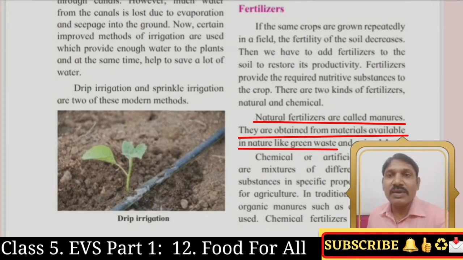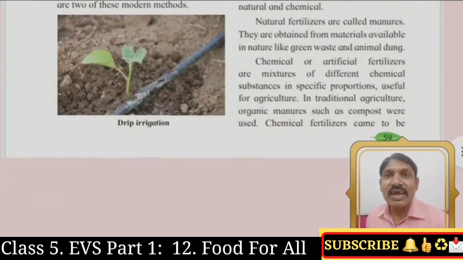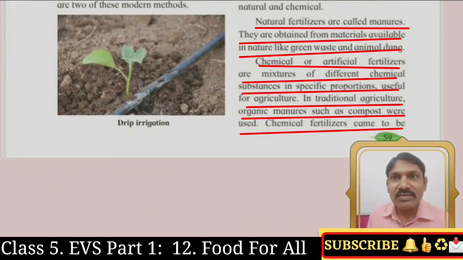Let's have more information. See, students, natural fertilizers are called manures. They are obtained from materials available in nature like green waste and animal dung. Most of the time we see that animal dung is used as a natural fertilizer. As well as the green waste, meaning the leaves, branches and all the things, are decomposed. After decomposing, it is used as a natural fertilizer. Natural fertilizers are called manures.